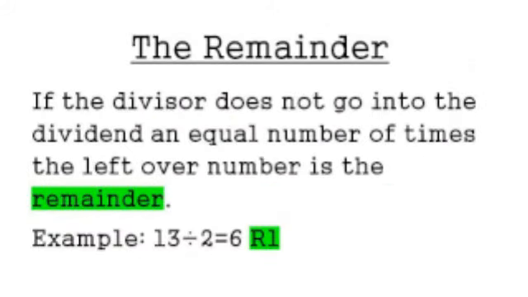There's one other term I'd like to go over, and that is remainder. If the divisor does not go into the dividend an equal number of times, the leftover number is the remainder. Now let's take a look at our example here. We have 13 divided by 2. Now 2 goes into 13 6 times, similar to our previous problem where we had 12. But we don't have enough to make another whole set of 2, but we do have this one extra. So that's going to become our remainder, and you could write your remainder, as seen in the example here, right next to your quotient.